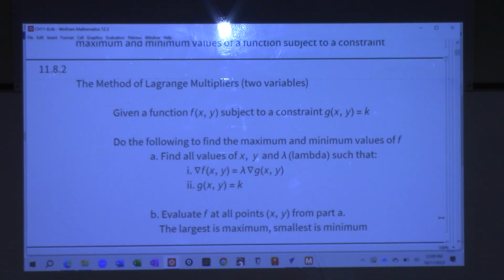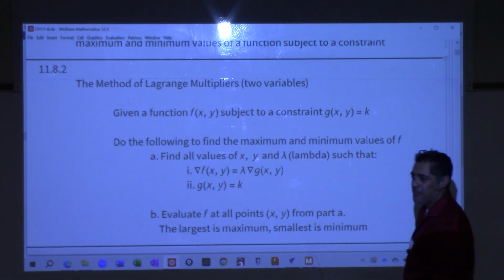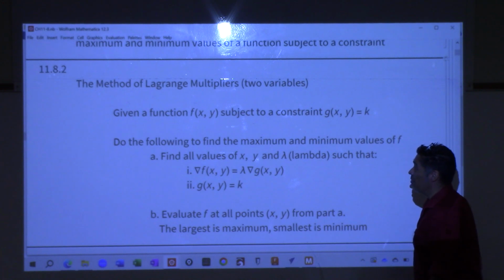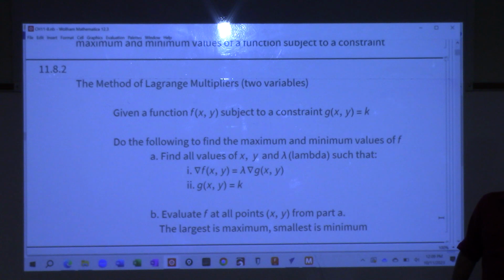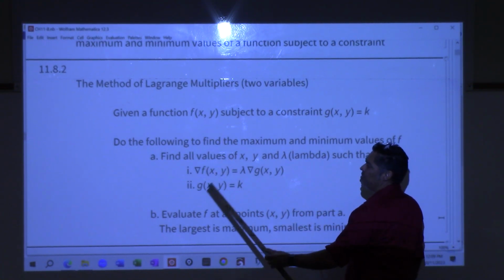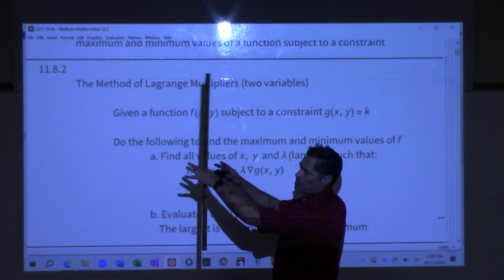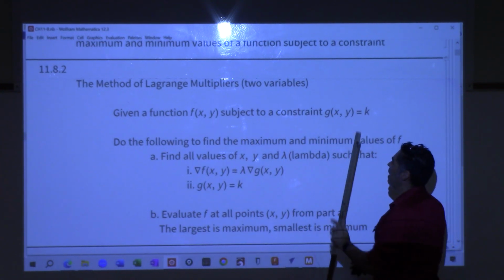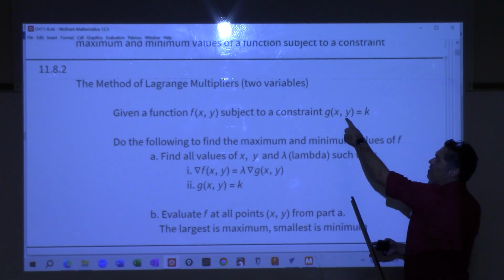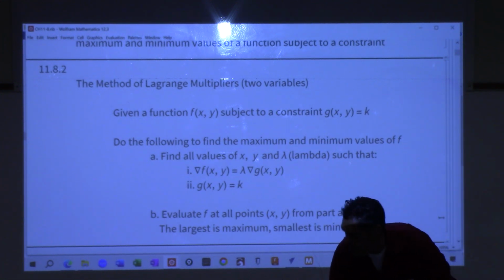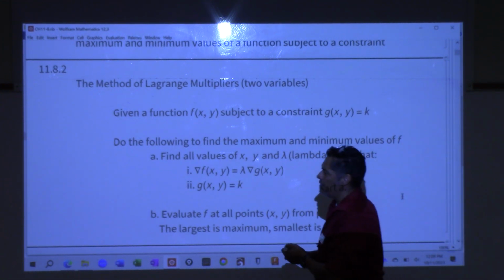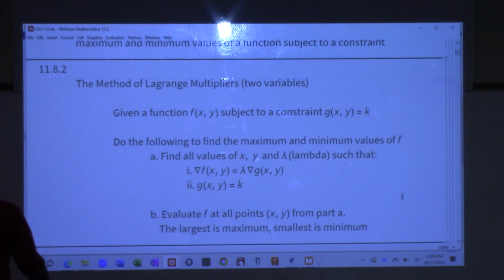So here's the actual method, and when you see it for the first time, you're like, okay, whatever you say. First we're going to start with how we do this if we have two variables, in other words, our function is f of x, y. Somebody gives us a surface, and then they give us a constraint, which is a constraint equation. I'm going to show you some examples, but I want to show you visually off to the side what I mean.